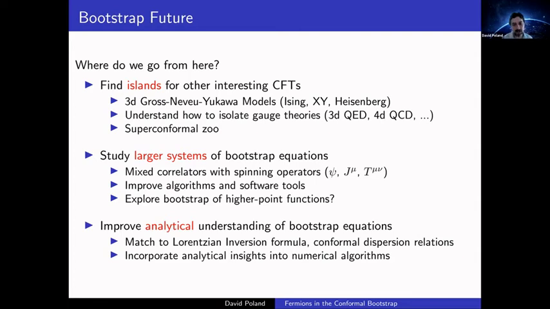Basically, my feeling is that in order to really make contact with those theories, we need to incorporate the full global symmetry information, which in particular means that we should incorporate the SU(N_F) cross SU(N_F) currents of these theories as external operators in the bootstrap.